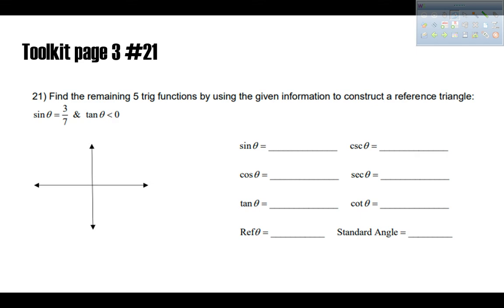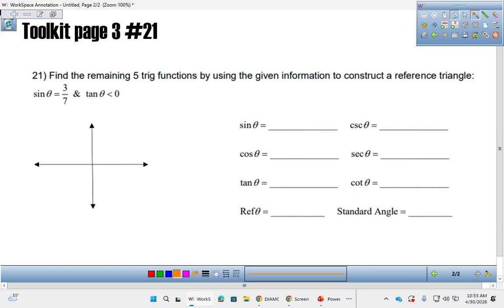So let's just start with what we know. If sine of theta is 3/7, then I can already fill in one of those blanks, right? Sine of theta is 3/7. And I can also do this one. If sine of theta is 3/7, then cosecant of theta is 7/3. Any ideas of what else I can do from that out of these blanks right now? There's one more thing.